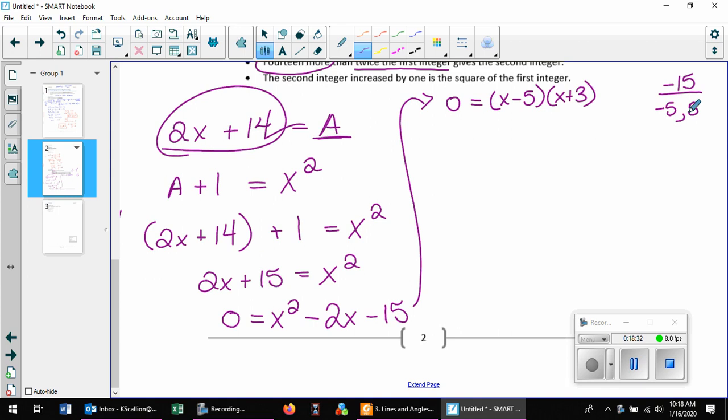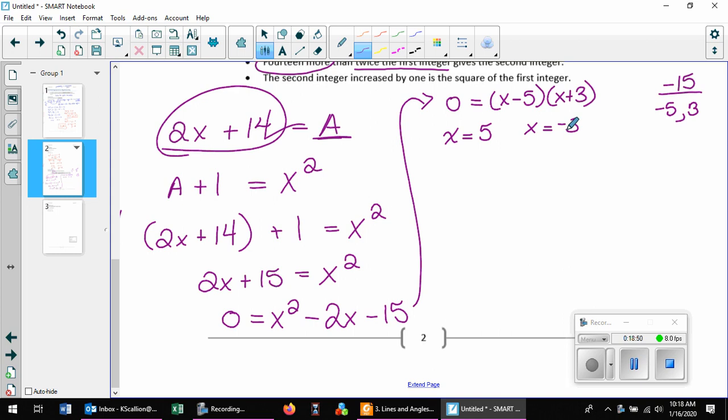You've got to figure out a strategy that works for you, because I don't want to see you guys spending 800 years trying to factor something. You're going to spend so much time trying to factor something that you could have done less work doing the quadratic formula in the scrap.